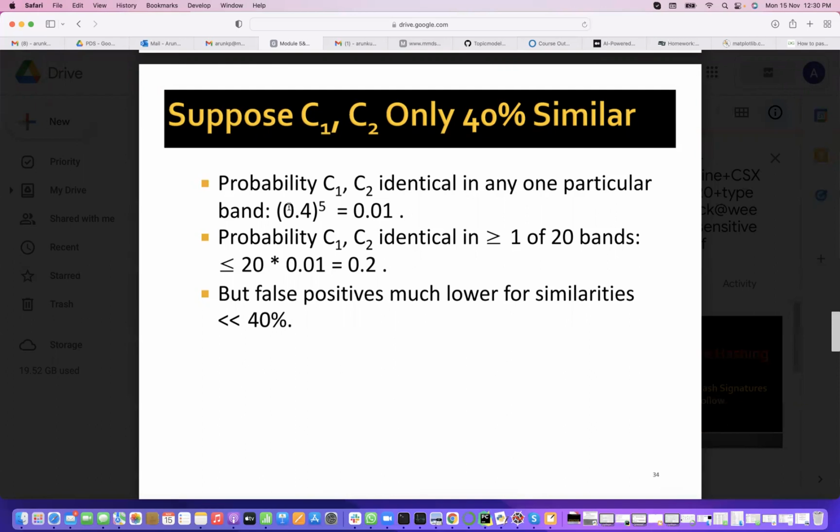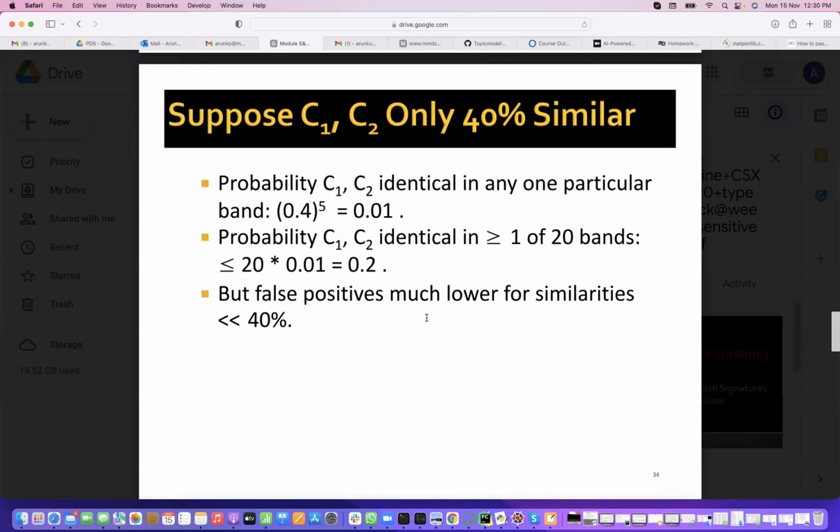It's the same trick we are using. 0.4 to agree on any row, and there are 5 rows. All 5 rows should agree simultaneously, 0.4 to the power 5, that is 0.01. Then the probability that C1, C2 are identical in greater than or equal to 1 of 20 bands: if they fall into the same bucket, then at least one band should be the same. For one band you have probability 0.01, right? For 20 bands, how much probability do you have that they have the same signature? 0.01 in each band, so that is equal to 0.2.